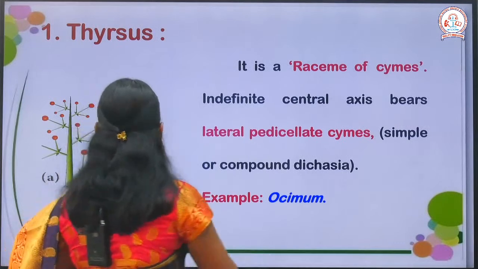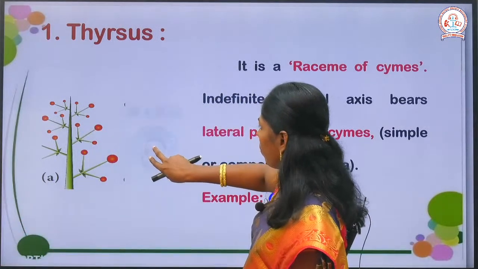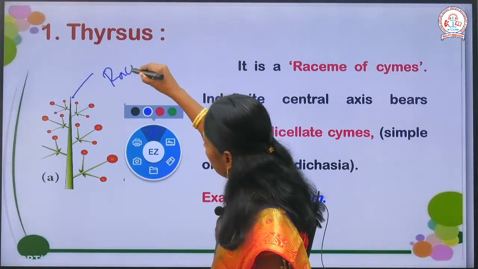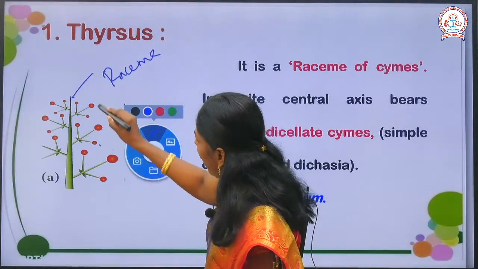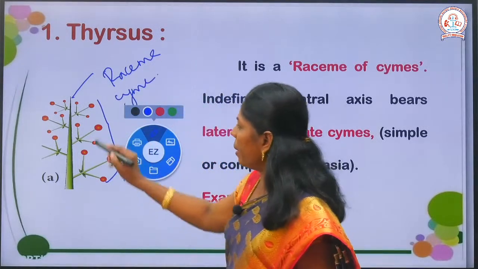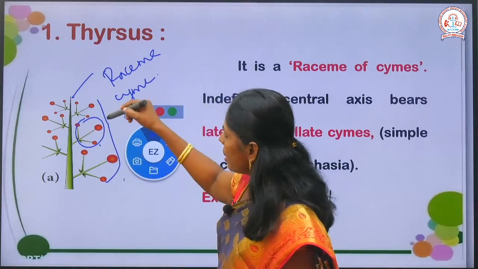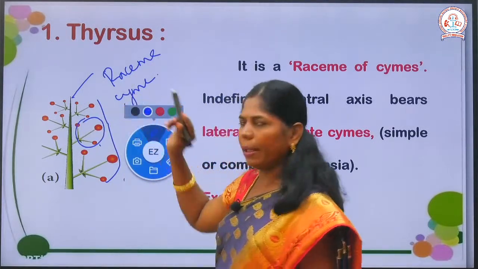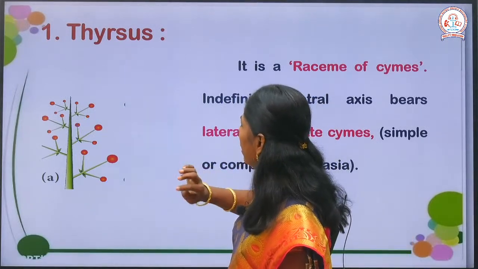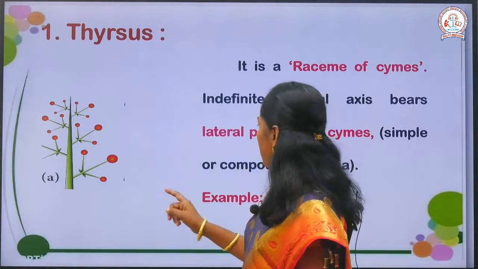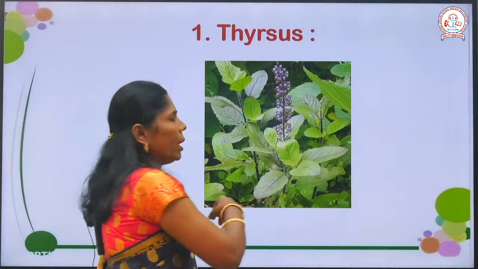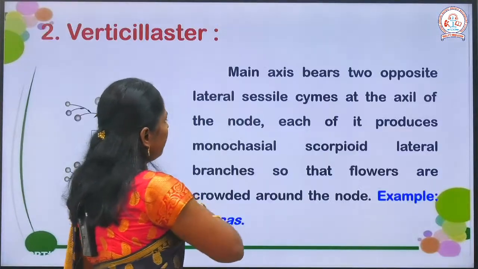So this is your main axis, the character of racemes, and these are all the characters of cyme. That is called the raceme of cyme. How do cymes look? A single flower is an older flower, and on either side young flowers are present. It is similar to that, which is why we call it raceme of cymes. Ocimum, the tulsi plant, is an example for the thyrsus.